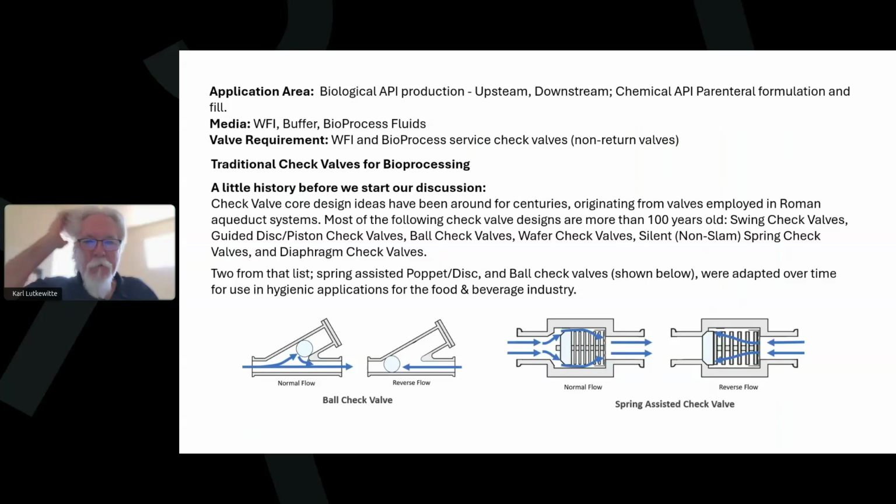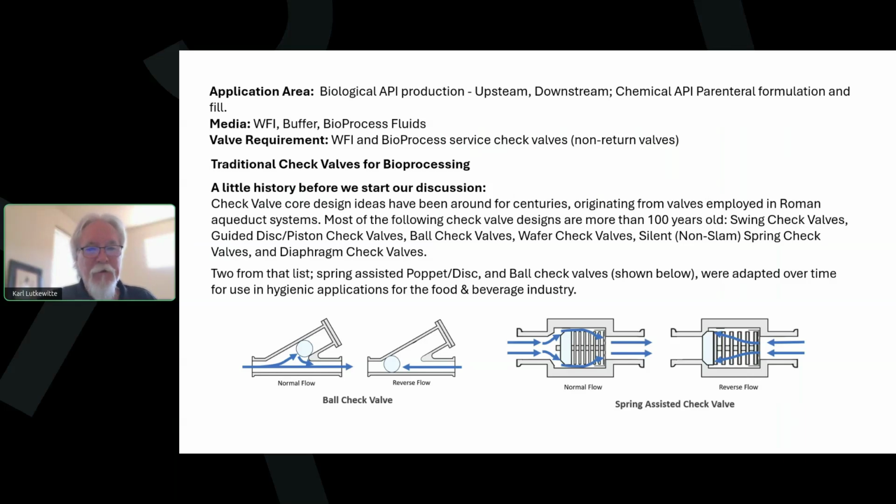So check valves originated during Roman times. The earliest check valves were created by the Romans for their aqueduct systems. And over the last 100 years, most of the check valves that you'd be familiar with, the non-return valves, like swing check valves, guided disc piston check valves, ball checks, wafer checks, spring checks, and diaphragm check valves, that technology is about 100 years old.